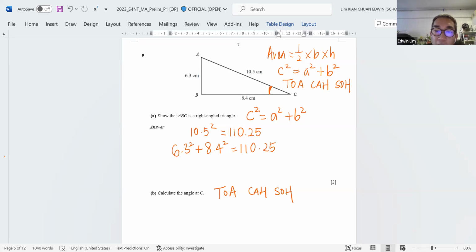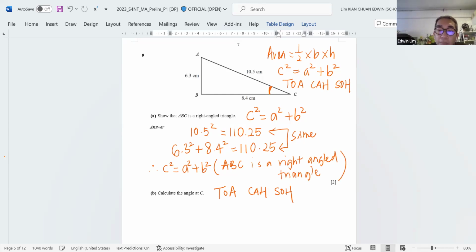Since both of the numbers are the same, we can say that C square equals to A square plus B square. So ABC is a right angle triangle. So this is question 9a.